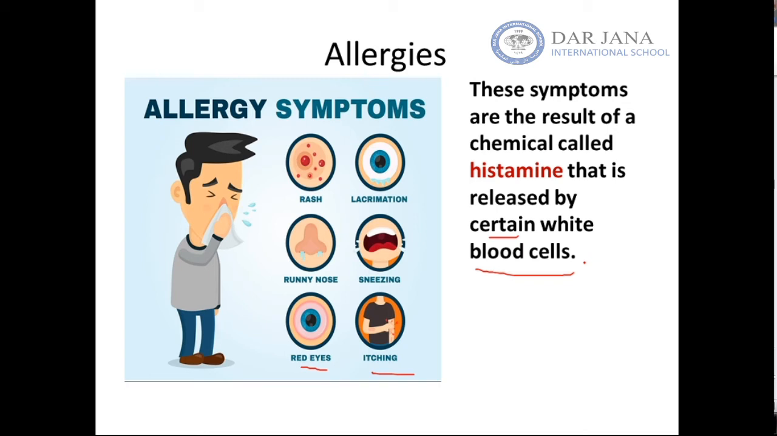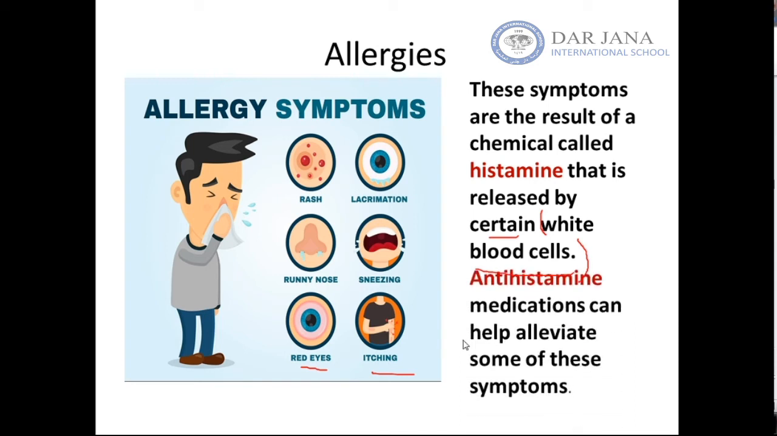a chemical called histamine. This substance is released from which cells? From white blood cells in their body. So the release of this substance will lead to the symptoms we have here. How can they be treated? By antihistamines. Antihistamine medications can help alleviate some of these symptoms. So this helps them in relieving these symptoms.